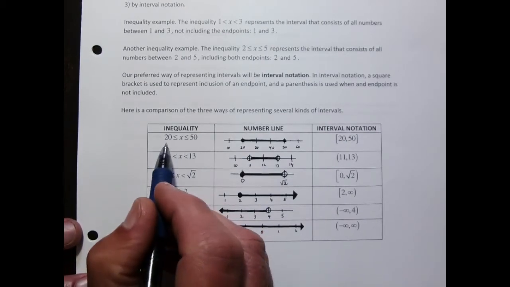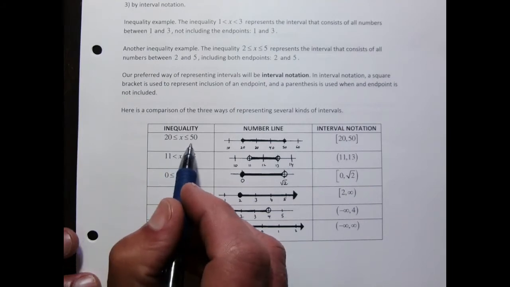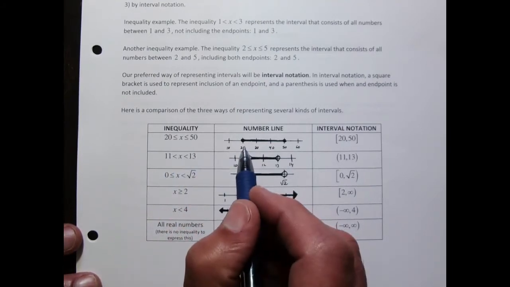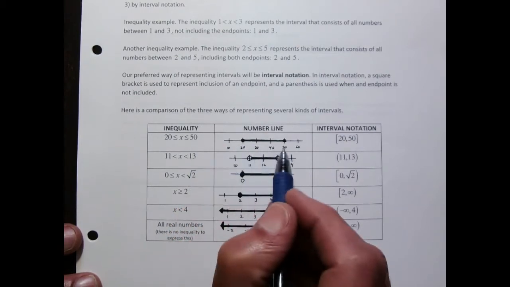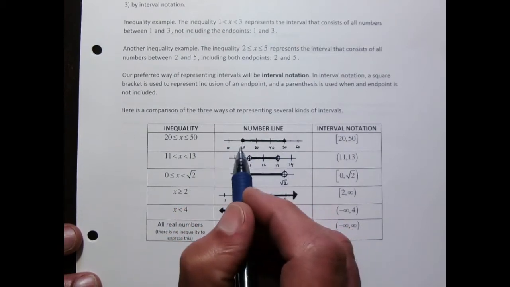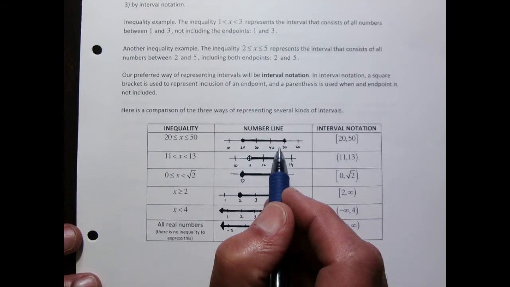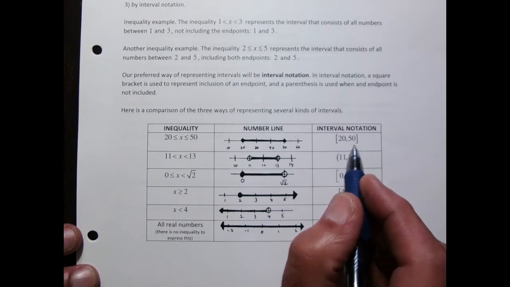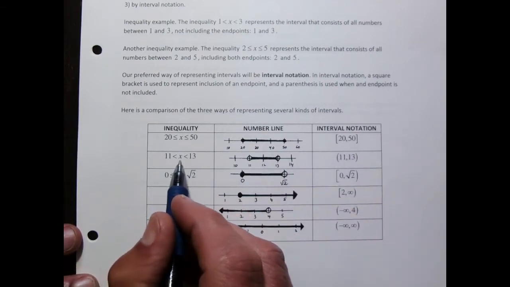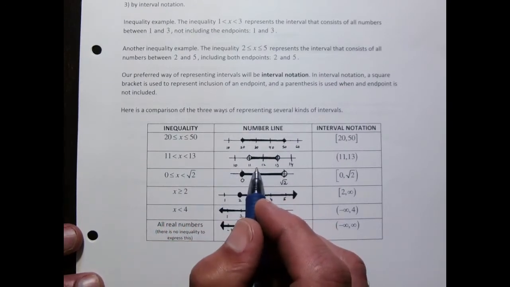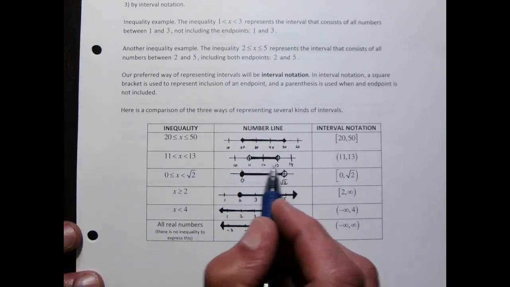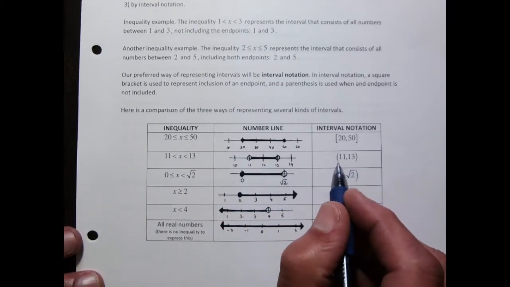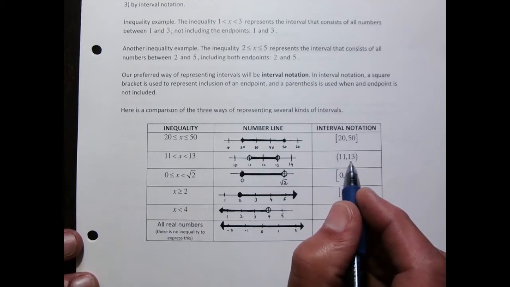So we might have an inequality 20 is less than or equal to x is less than or equal to 50. That represents the number line pictured here, meaning all numbers from 20 to 50, including 20, including 50. In interval notation, we just write square bracket 20, comma, 50, square bracket. The inequality 11 is less than x is less than 13 represents all the numbers between 11 and 13 without the endpoints included. In interval notation, we write parentheses 11, comma, 13, parentheses.